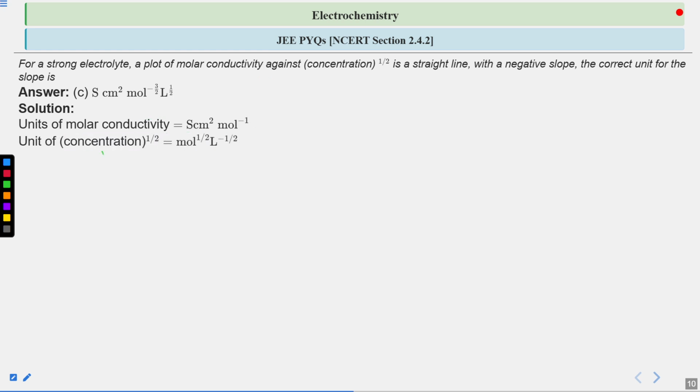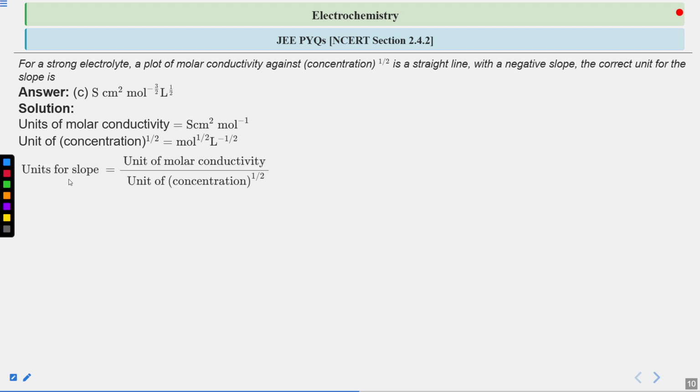Now the concentration unit and to the power half. So the concentration unit is basically mole per liter. Okay, and when you take the half power of this unit, it will become mole to the power half, liter to the power minus half, because the denominator will go in the numerator and the plus half will become minus half, right? So mole to the power half times liter to the power minus half. This is the unit of the concentration under root.